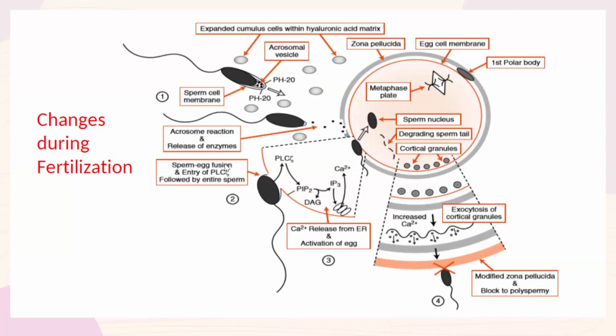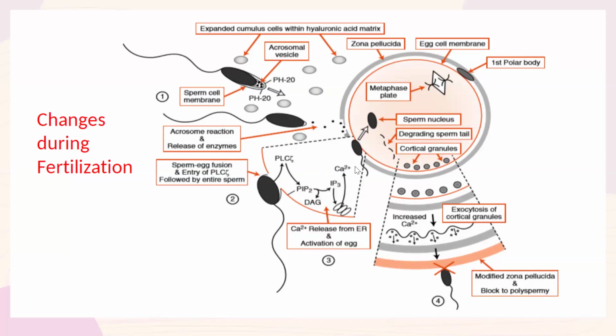What happens when fusion occurs is that the sperm also releases something known as PLC, which is phospholipase C. Now, phospholipase C, as you see in this picture, is going to cause the cleavage of PIP2 into DAG and IP3. What IP3 is very characteristic for doing is that it goes to the endoplasmic reticulum and causes release of calcium.